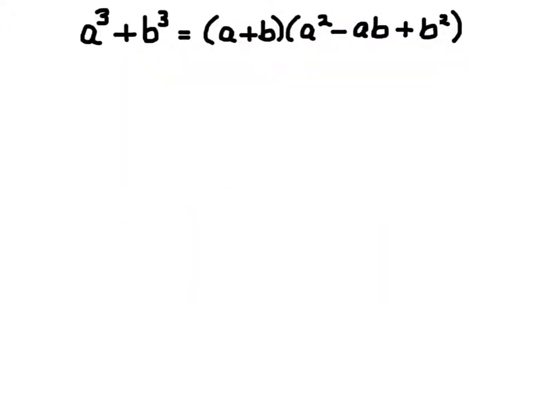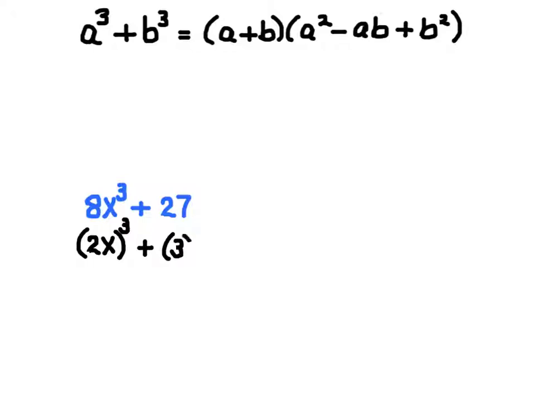Our next special formula is the sum of two perfect cubes. The sum of two perfect cubes always factors into a binomial times a trinomial in this form. Let's try an example. Here's our example, the sum of two perfect cubes. 8 is 2 cubed, and x cubed is x all cubed. So if we take 2x and we cube it, we get 8x cubed. 27 is 3 cubed.